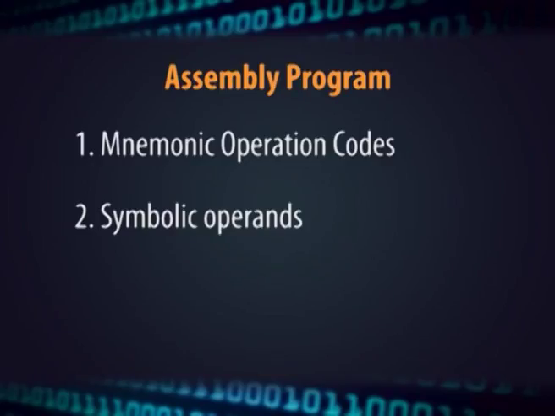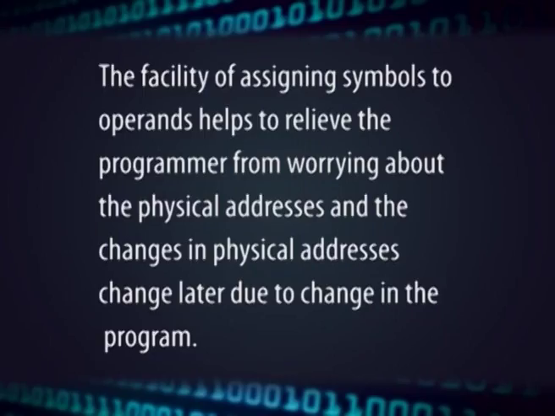The second facility provided by the assembly language is the facility of symbolic operands. A programmer can associate symbolic names with data or instructions and use these symbolic names as operands in the assembly language program. The facility of assigning symbols to operands relieves the programmer from worrying about the physical addresses, and the changes in the physical addresses later due to changes in the program.